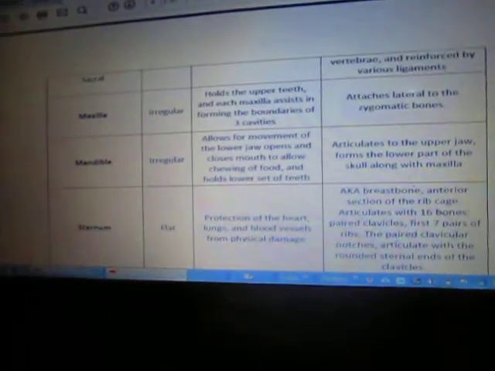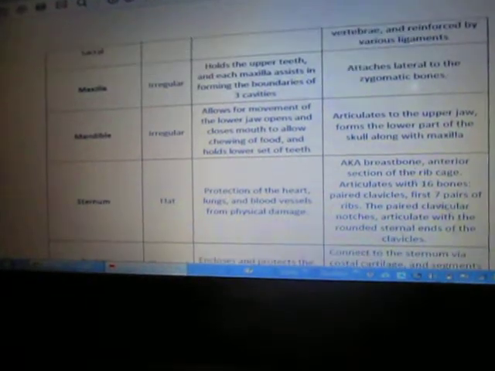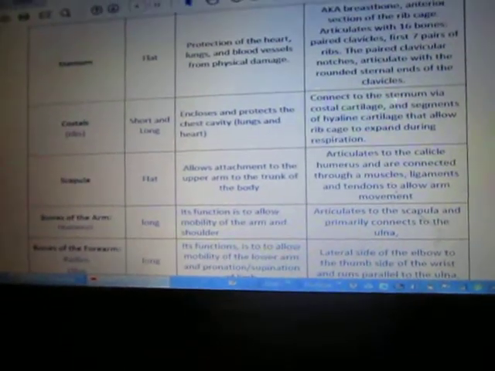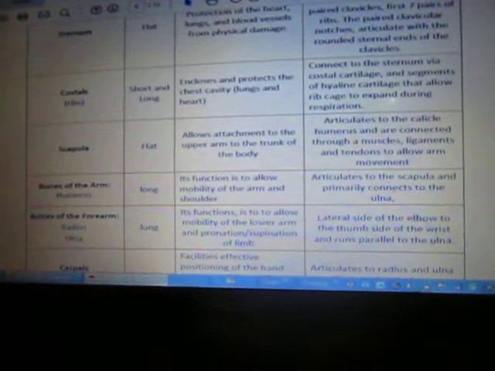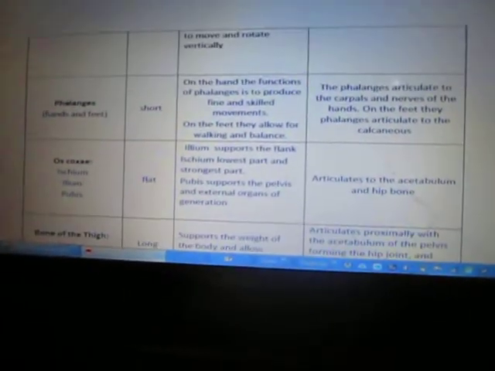Maxilla is also considered irregular. The mandible is considered irregular. The sternum is flat. And then we have the costals, which are long and short. Scapula flat, and the humerus long. The radius and ulna are long, and the carpals are short. Phalanges also considered short. The coxal is flat.